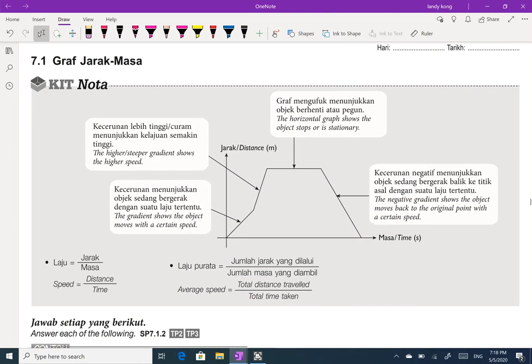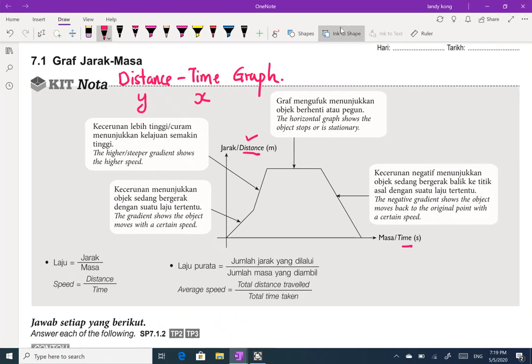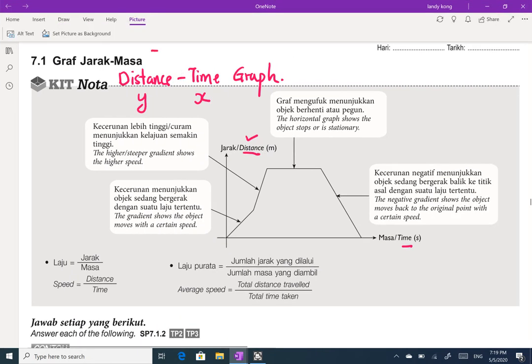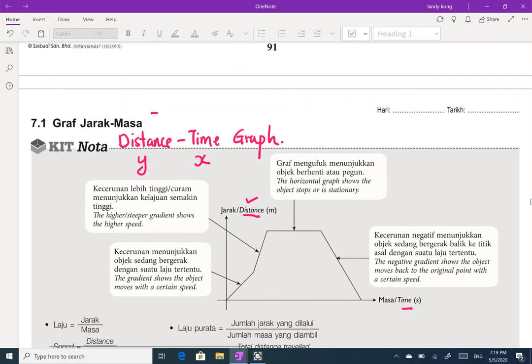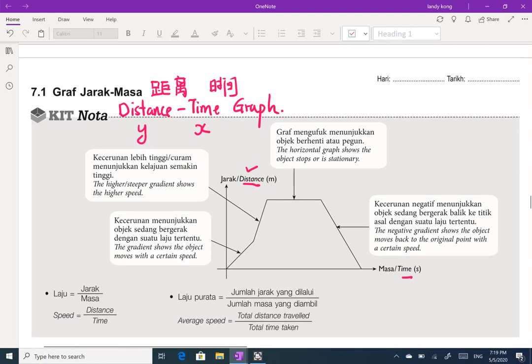Okay, now we go through this one. We learn this one, the distance time graph. Today we learn distance time graph. That means our y is distance, x is time. So, 我们的 x 是时间，我们的 y 是 distance. Distance 的意思是距离。Okay, time 是时间。Okay, this is the distance time graph.